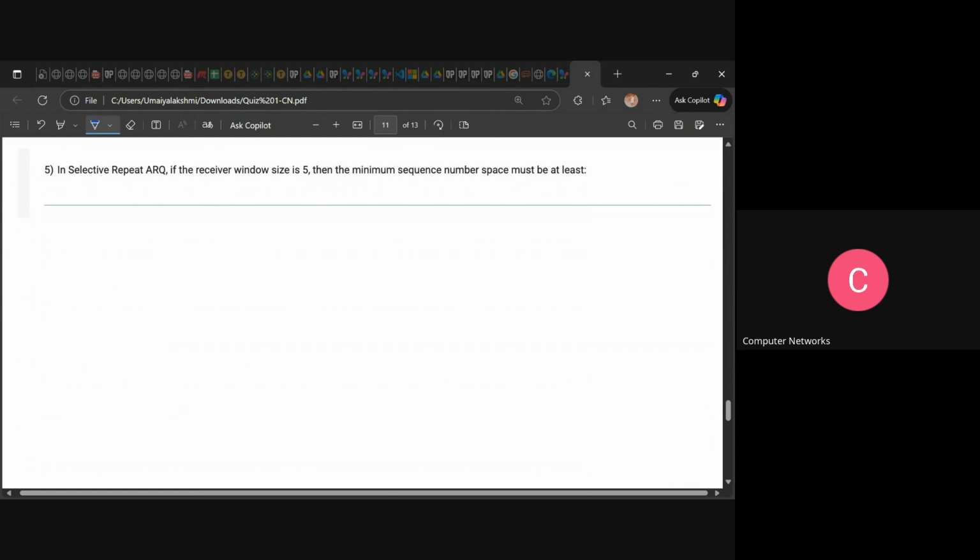Okay, so the next question is, in selective repeat ARQ, if the receiver window size is 5, then the minimum sequence number space might be at least what? Generally, what is the sequence number space? It has to be 2 times the window size, greater than or equal to 2 times the window size, which means at least. So the value will be 10, right?